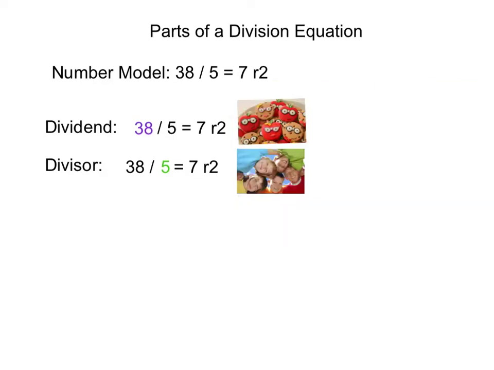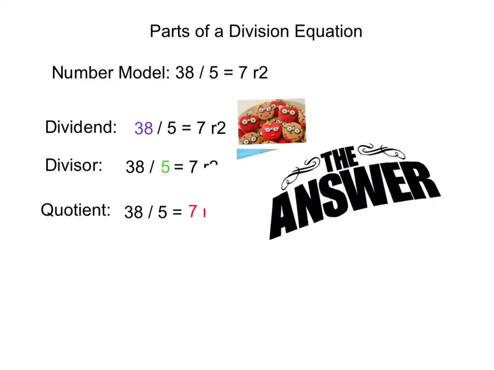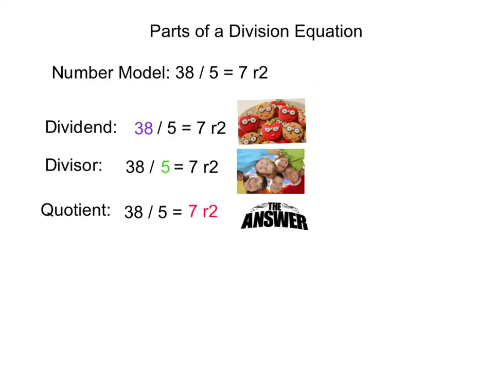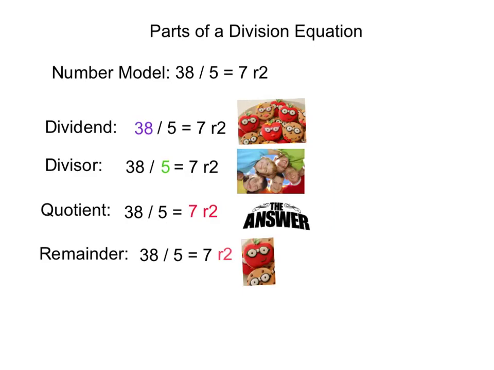The next part of the number model is called the quotient. The quotient is the answer to a division problem. The answer. The last part of the division equation is called the remainder. Now the remainder is part of the quotient, but consider it the number of cookies that are left over. So in this problem, there's only 2 cookies left over, and they're the remainder. So take a moment and review the parts: the dividend, the divisor, the quotient, and the remainder.